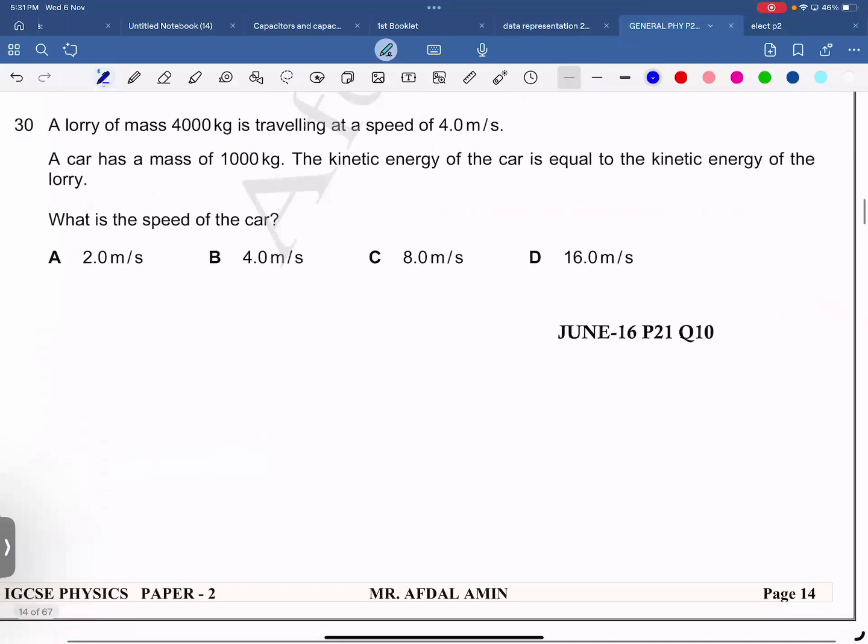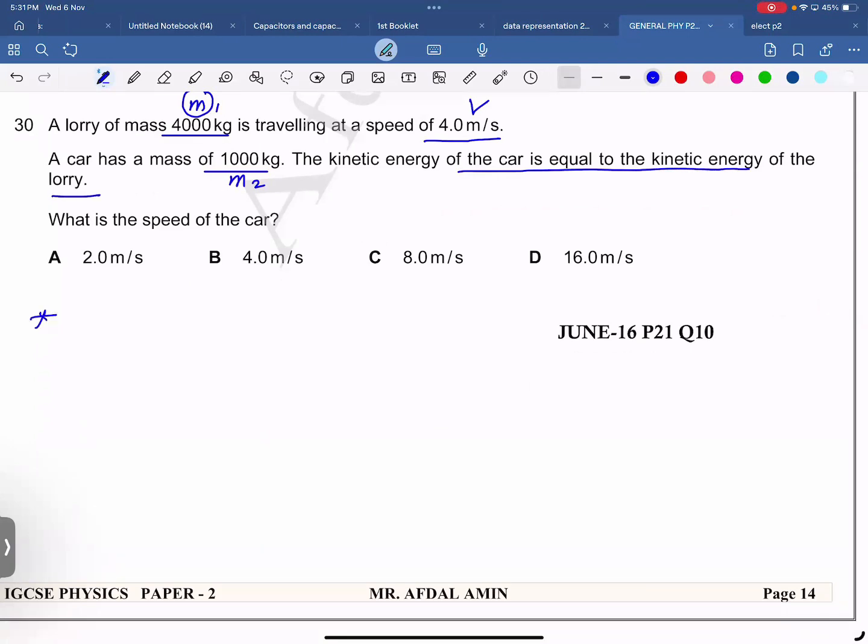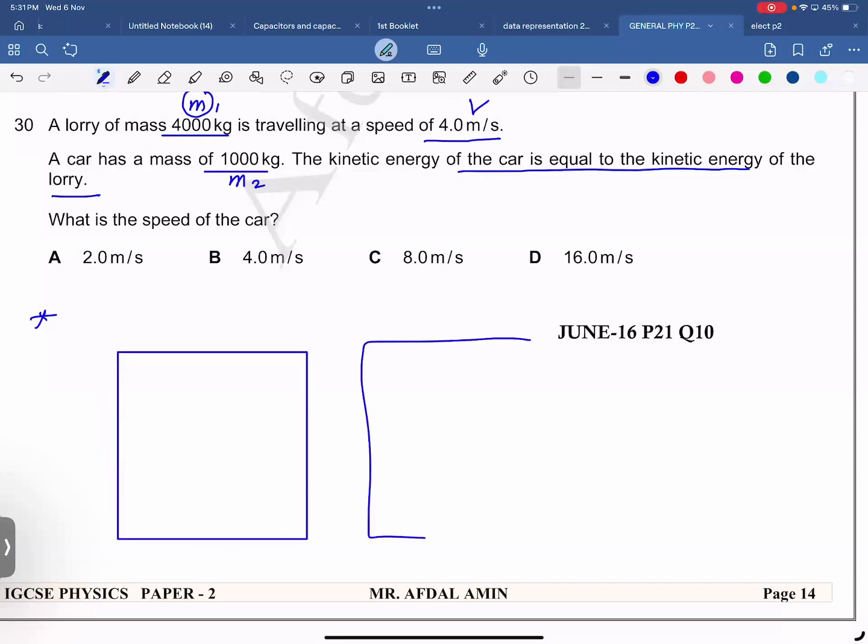Question number 30, and probably it's the last question. A lorry has a mass 4,000 kilograms, speed 4 meters per second. Okay, this is the lorry. Now a car, mass this, you can say M2. Kinetic energy of car is same as lorry, a good question. So first we will go for lorry. Then we'll go for car, okay?